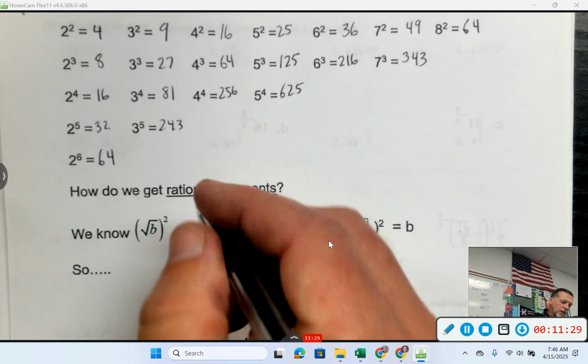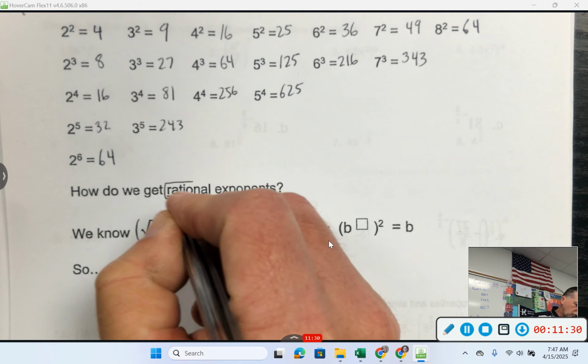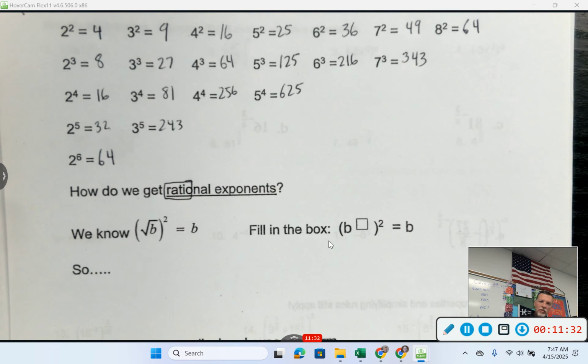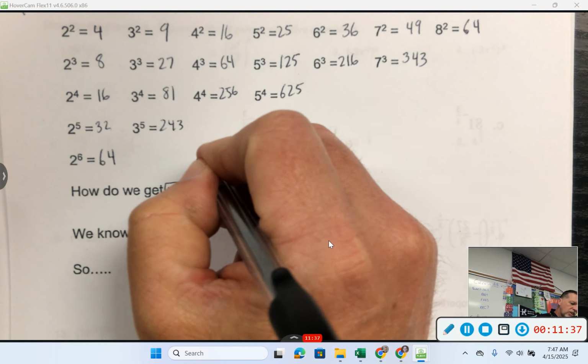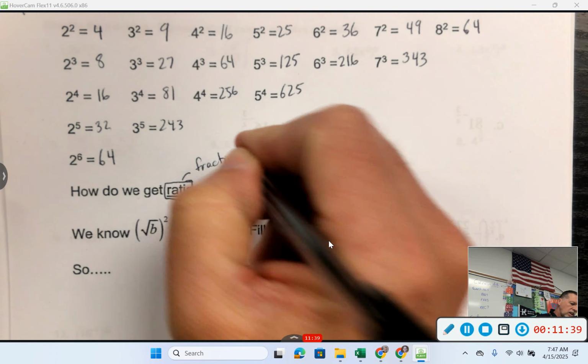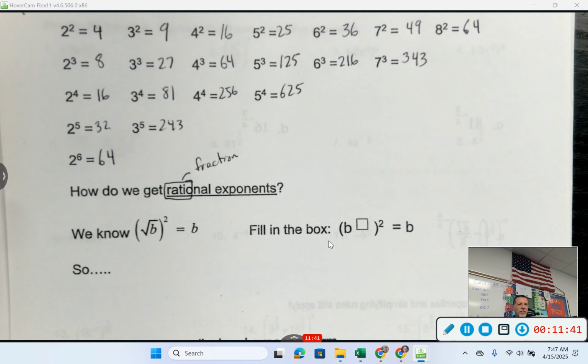Okay, rational exponents. Again, rational has the first 5 letters of ratio. That means fraction. So some fraction exponents today. All right, we know that the square root of b squared is b, right? The square and the square root cancel each other out.